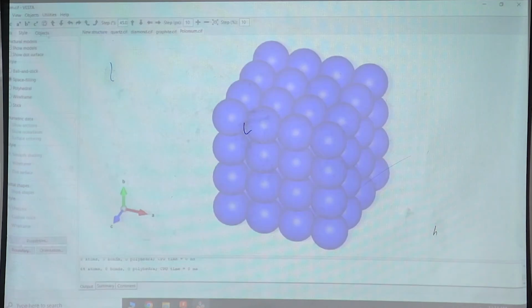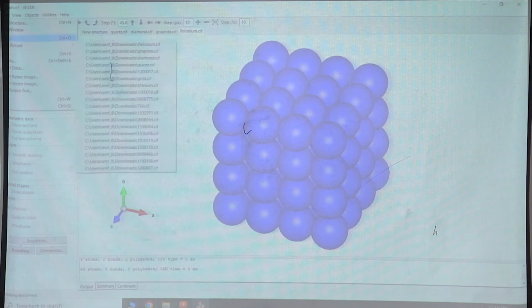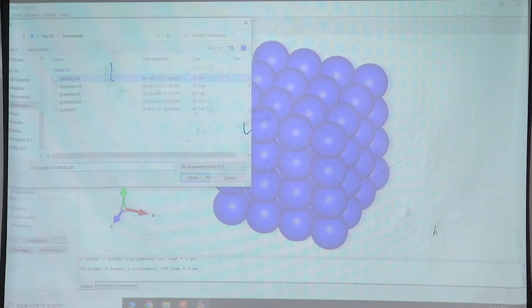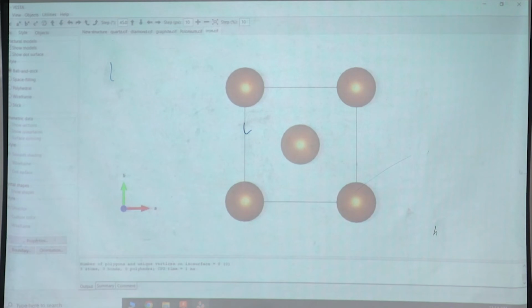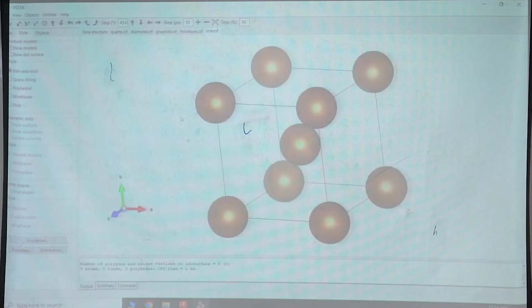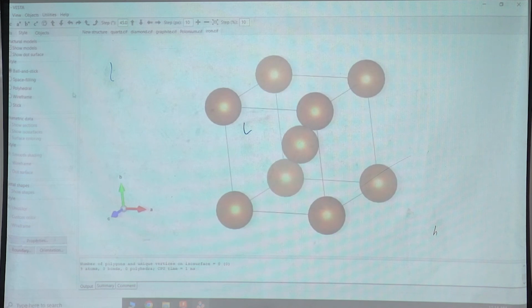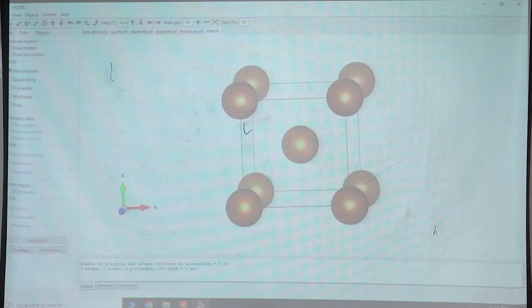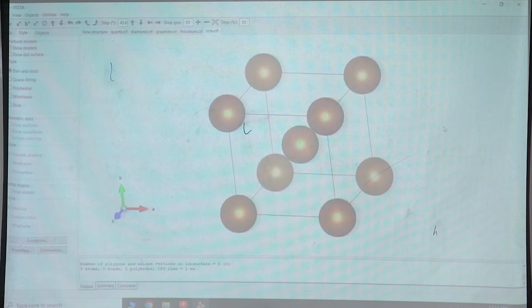So this is file, open. You can see the difference. Open, and this is iron. Iron is like this. Compared with polonium just now, in polonium there is no atom in the center, but for iron there is an atom in the center. This is body centered cubic. So the example for simple cubic I put here is polonium.